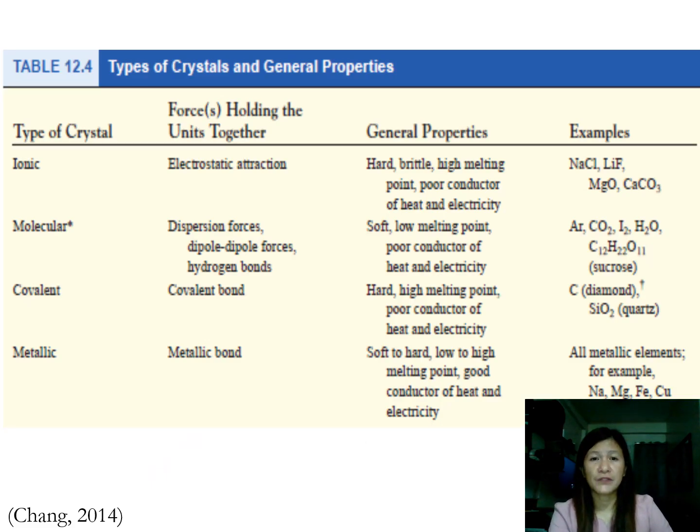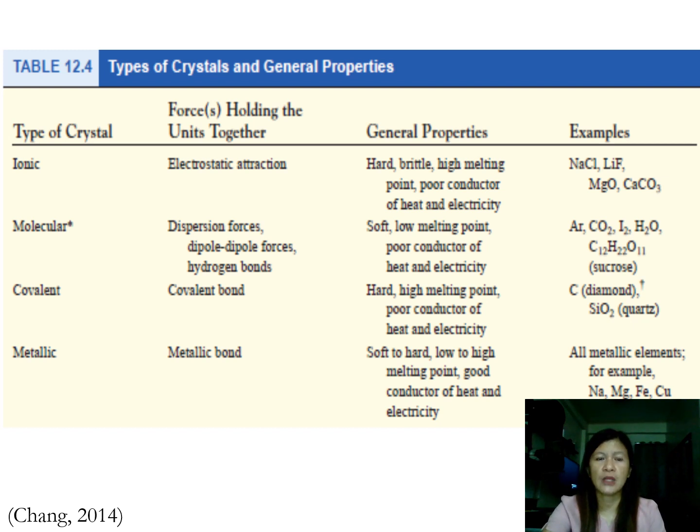We have different types of crystals, and their general properties are summarized here. We have ionic crystals, which are held strongly by electrostatic attraction. Electrostatic force is the force of attraction between charged particles. Examples of ionic crystals include sodium chloride, so most salts, lithium fluoride, magnesium oxide, calcium carbonate. General properties include they are hard, brittle, with high melting points because of strong intermolecular forces. They are poor conductors of heat and electricity.